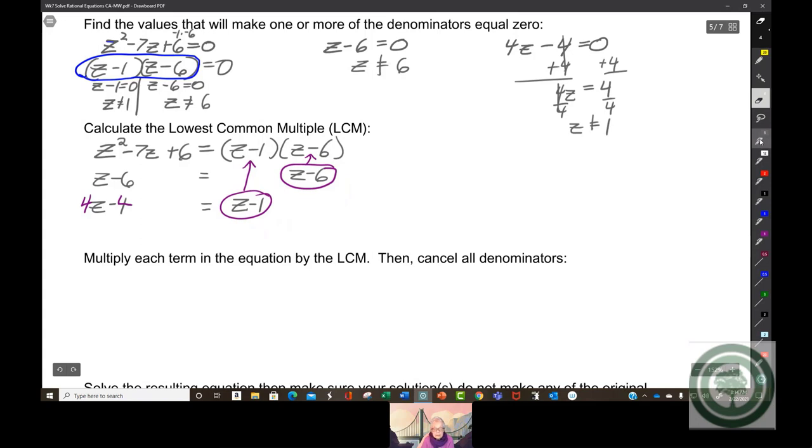How shall I do this? This is 4 times z minus 1. So the z minus 1 part is taken care of up there, but not the 4. We're going to have to put in the 4 so that when we clobber the 4, it gets canceled out. So our LCM is going to be this, yes, because it takes care of that part and that part, but we're also going to have to put a 4 in front of it. So our LCM is going to be 4 times z minus 1 times z minus 6.